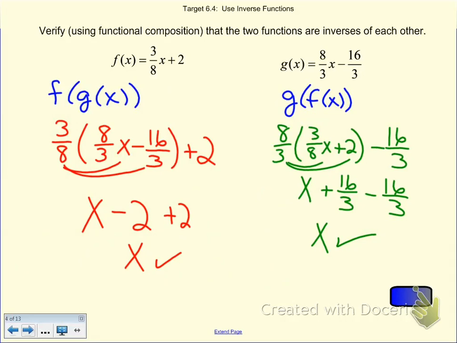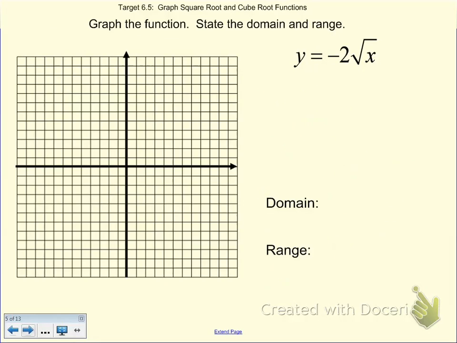So yay, we're left with x in both cases, so that means our two original functions are inverses of one another. Okay, next problem is a graphing problem. We want to graph the function, and then we want to state the domain and the range. The first thing we need to do is find our Hankin-Kelly point. So in this one, our Hankin-Kelly point is the point 0, 0.